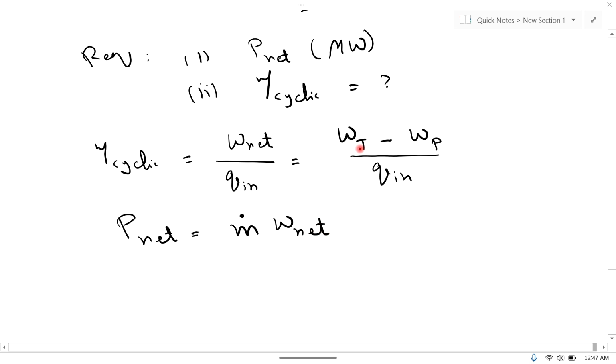work of turbine minus work of pump. So for cycle efficiency and for net work output, first we have to find the work of turbine, work of pump, and heat supplied in the steam generator. Then we can easily find cycle efficiency and net power output. For turbine work we will use a formula, for pump work we will use a different formula, and for heat supplied we will use a formula, and explain at each and every stage.